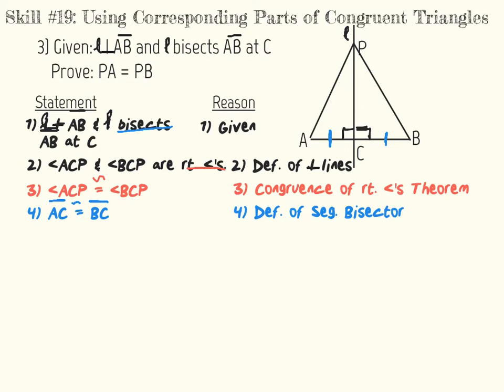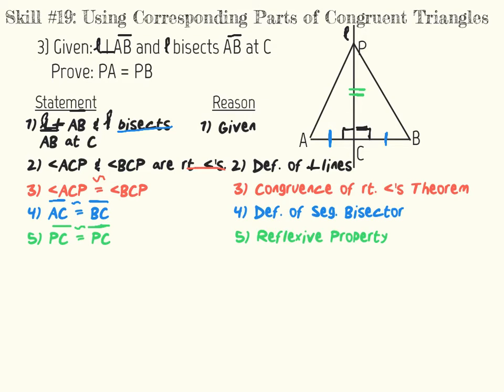Okay, from here, I'm going to look at another segment to try to get another segment congruent to something else. And I see right here that segment is the same segment in both triangles, so we can use the reflexive property with that one. Segment PC is congruent to segment PC by the reflexive property.